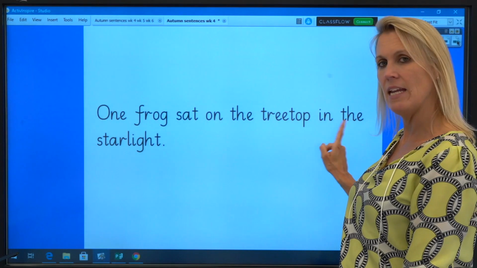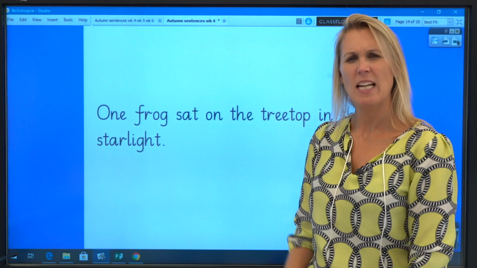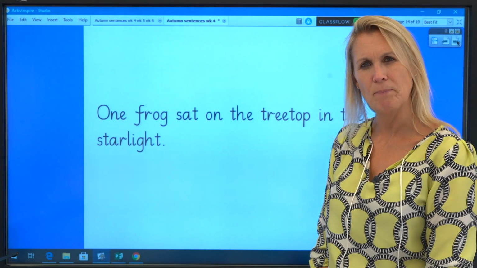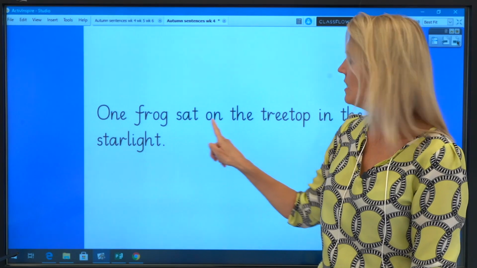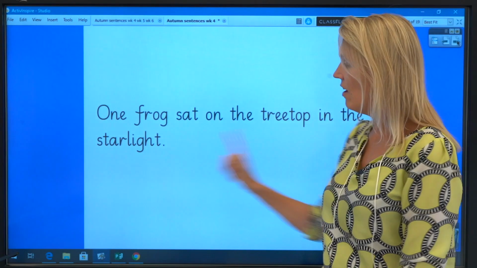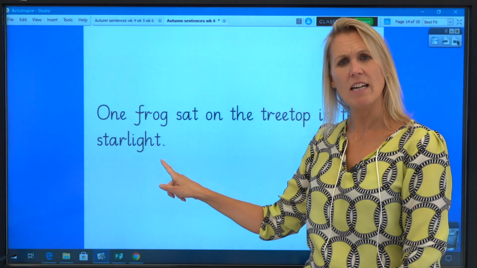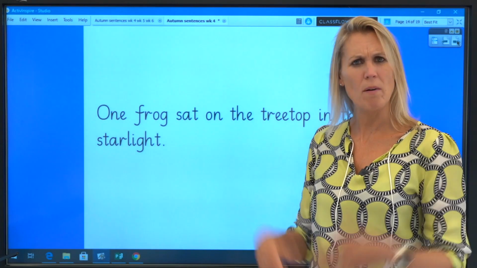treetop in the starlight. Let's read the sentence one more time. One frog sat on the treetop in the starlight. I wonder how that frog got all the way to the top of the tree. Wow. Let's finish by spelling some words, because if you can read a word, then you can have a go at spelling it. You'll need some paper and something to write with.